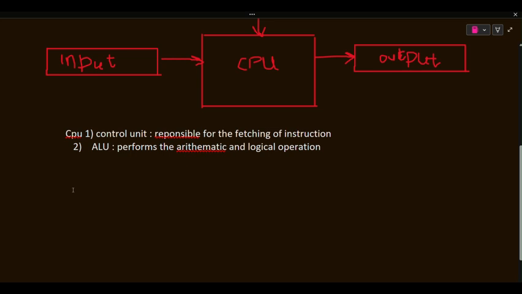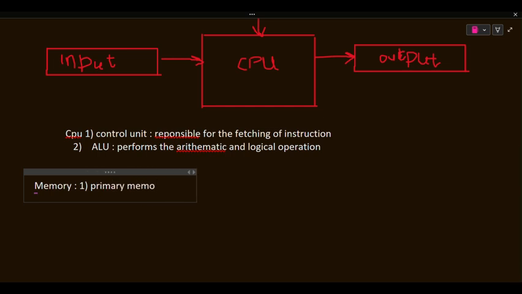Similarly, memory is also divided into two types. First one is primary memory, and second one is secondary memory. Examples for primary memory is RAM, and example for secondary memory is ROM.